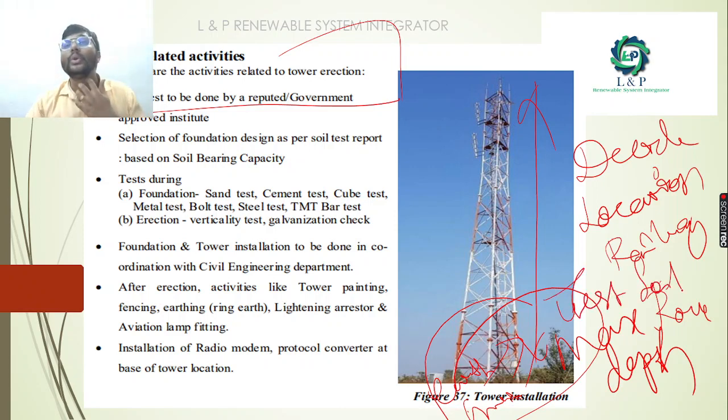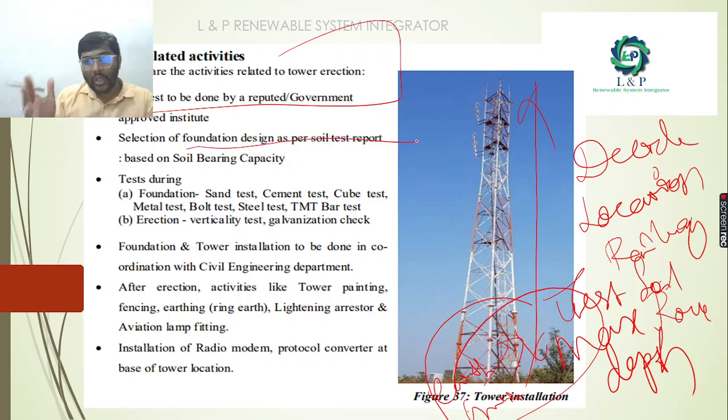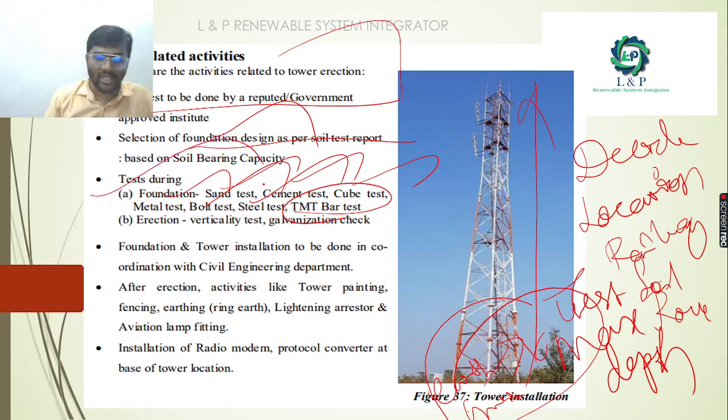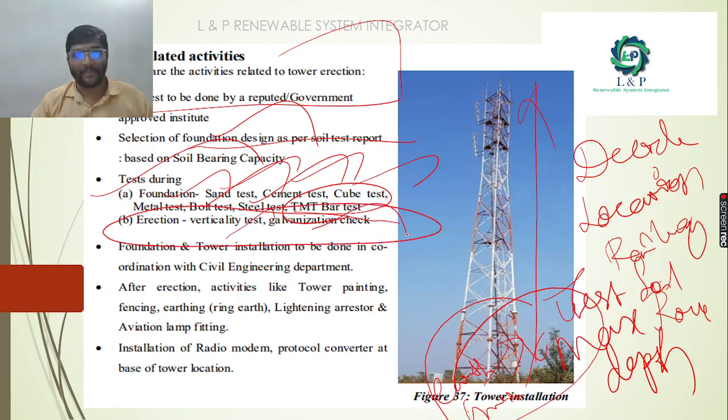Second, we need to do the selection of foundation design. With the help of the soil test report, based on the soil bearing capacity, we need to put the foundation, and we need to test it: sand test, cement test, cube test, metal test, bolt test, steel test, and TMT bar test. All these tests we need to do when we are doing the foundation. And when we are doing the erection, we need to do the verticality test and galvanization check.